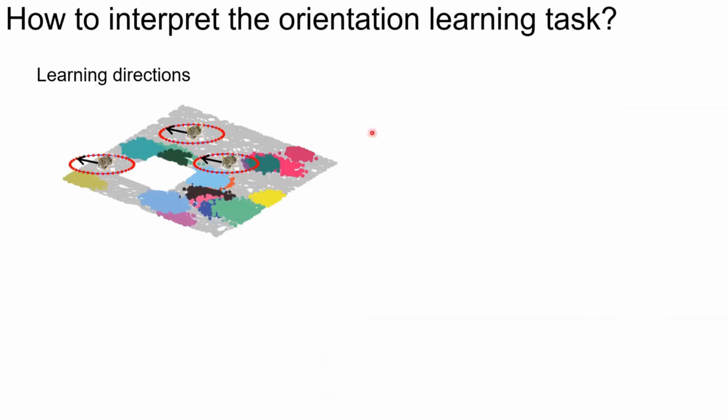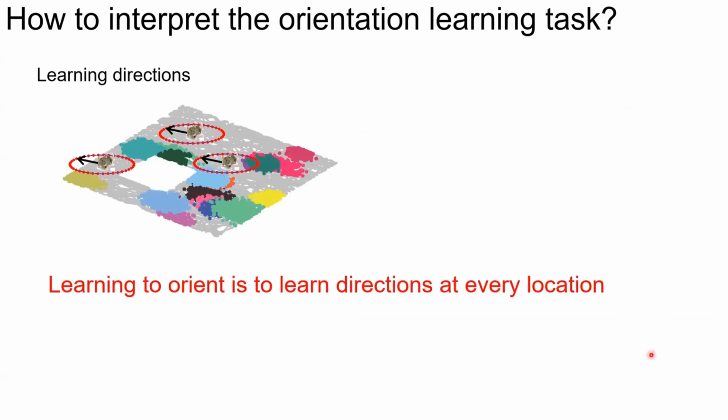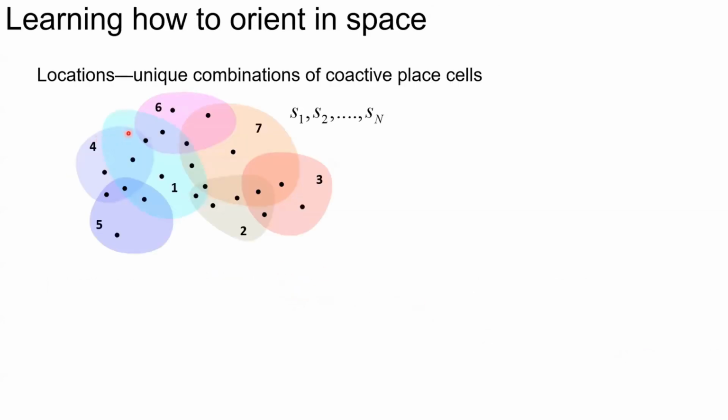I should say that I'm talking about interpretation because it's not so obvious what it means exactly to learn to orient in space. Broadly speaking, I would say that learning to orient is learning directions at every location. Now, what does it mean exactly? First of all, locations, as we already mentioned, are unique combinations of coactive place cells, or in a safer way to say it, unique combinations represent individual locations in the map.